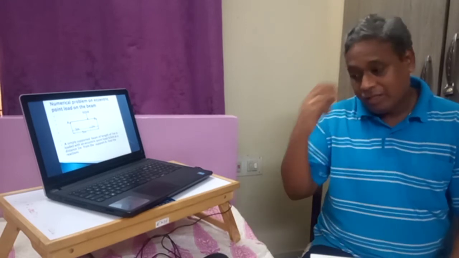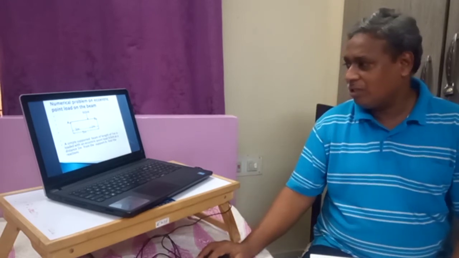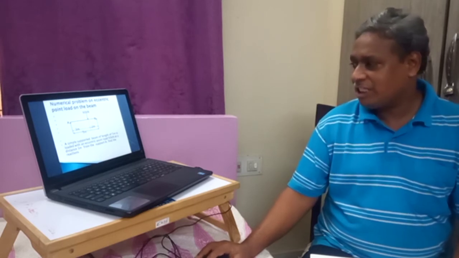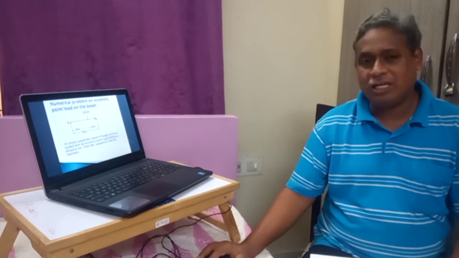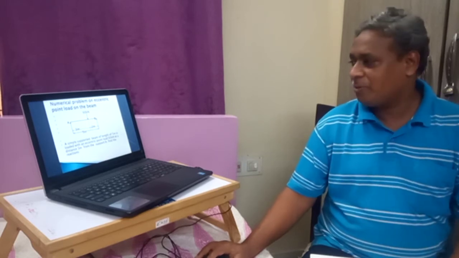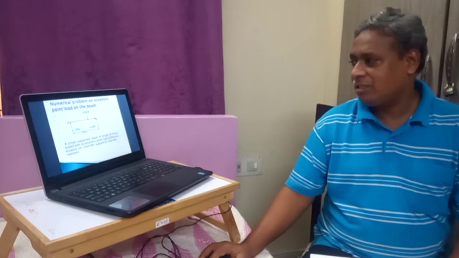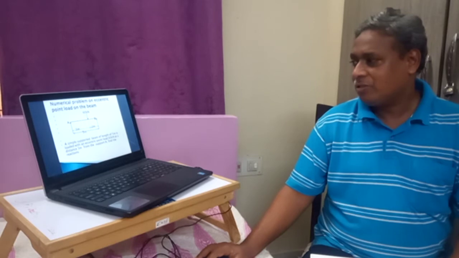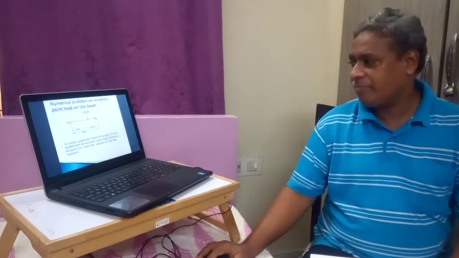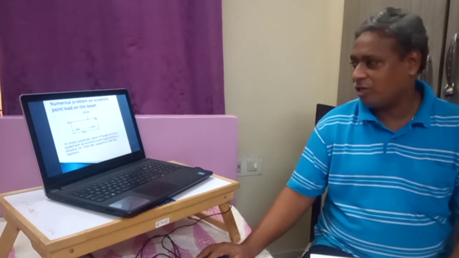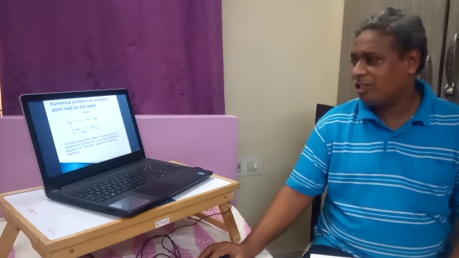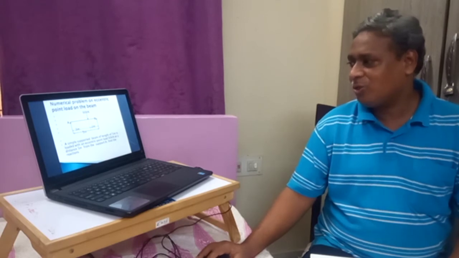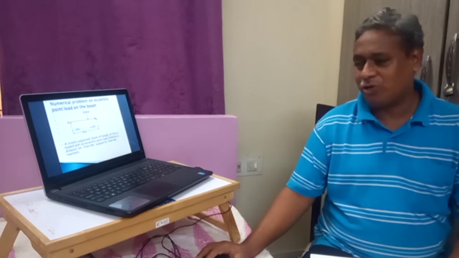So we can say the reaction at A is proportional to the distance in the other portion. The reaction at B is proportional to the distance on the opposite portion. That is, B is proportional to 3 units, A is proportional to 2 units. So the total load is 60. The total distance is 5 meters, so each unit will be 12 kilonewtons. So B is proportional to 3 units, that is 3 into 12, 36 kilonewtons. A is proportional to 2 units, that is 12 into 2, 24 kilonewtons.